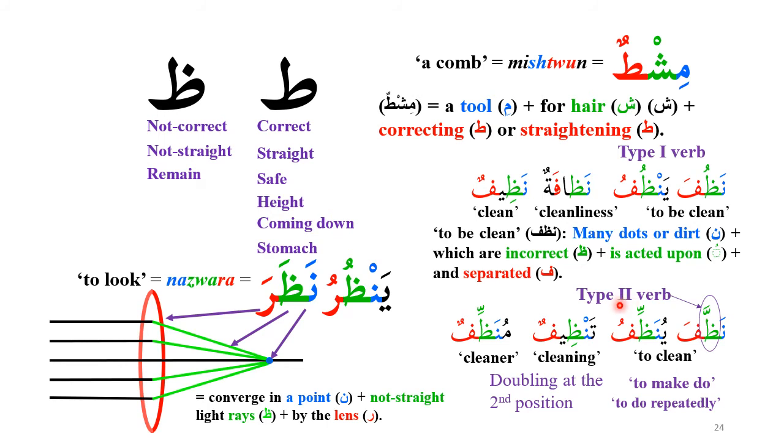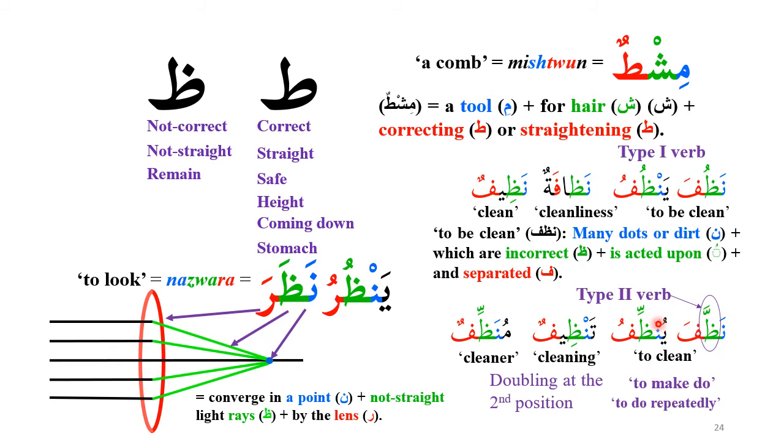Nazzafa. But notice this is a type 2 verb, meaning the second root letter is doubled. Now, why is this the case? Because you see, cleaning is such a thing you have to do repeatedly. Say you wash your clothes. Repeatedly means after some time interval you have to repeat the same cloth.